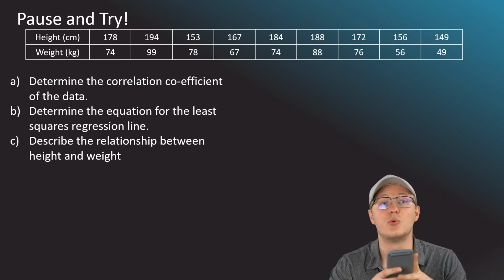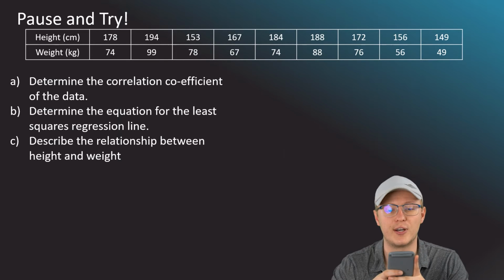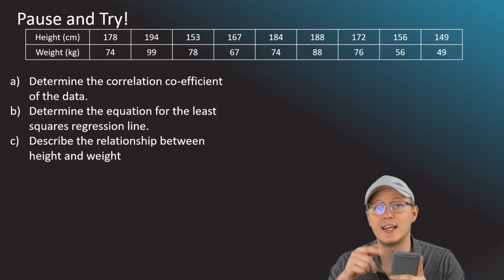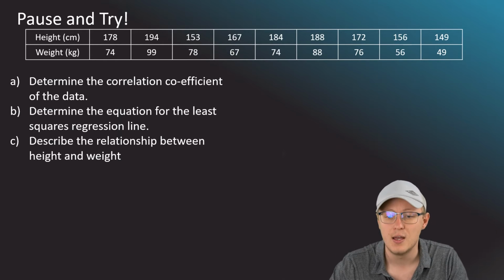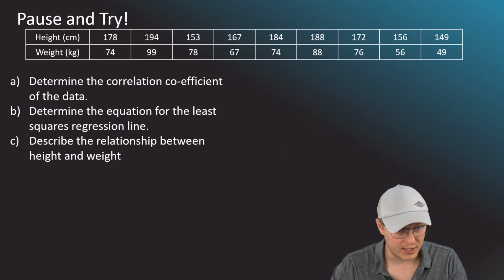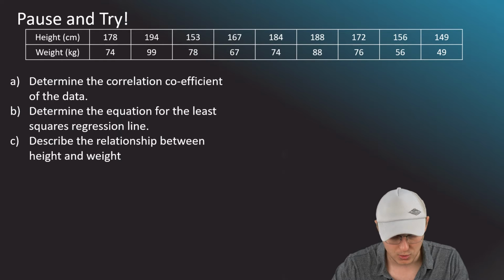So again, we need to use the statistics mode on our calculator, and we're going to select the a plus bx. If you've got this sort of calculator here, that helps us to do linear correlation, right? So we've got 178, 194, 153, 167, 184, 188, 172, 156, and then 149.